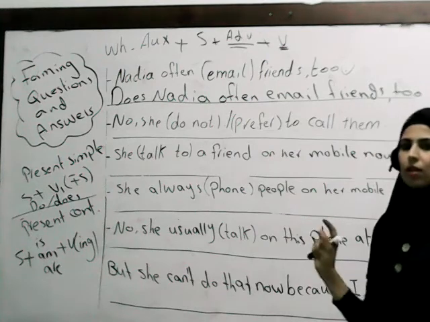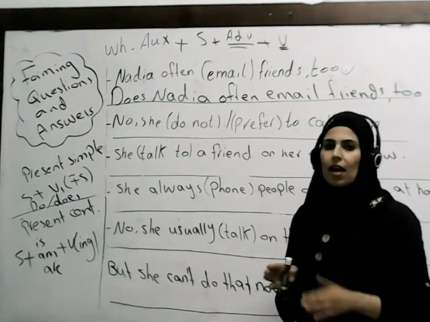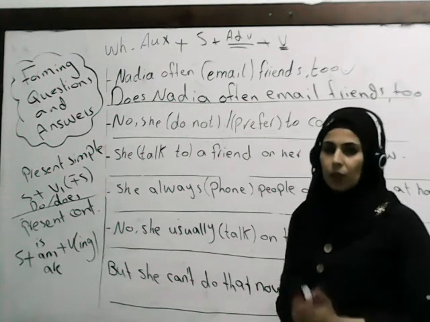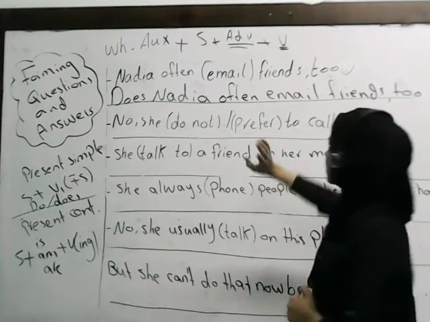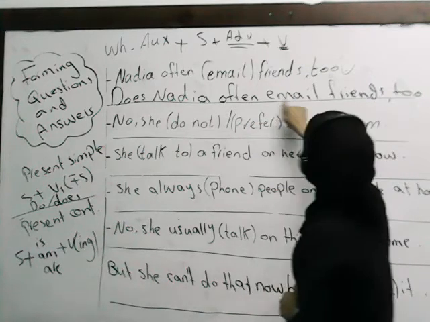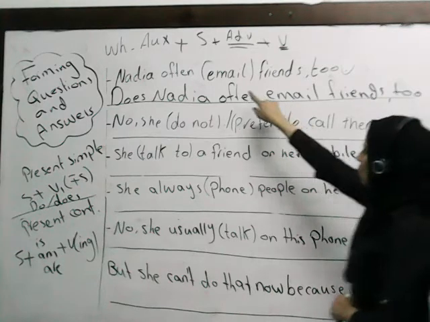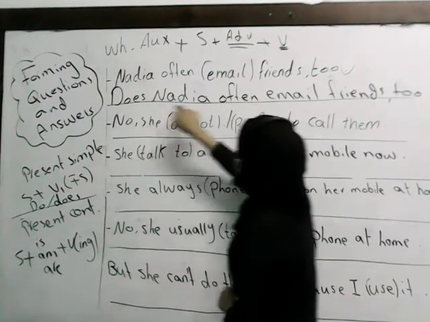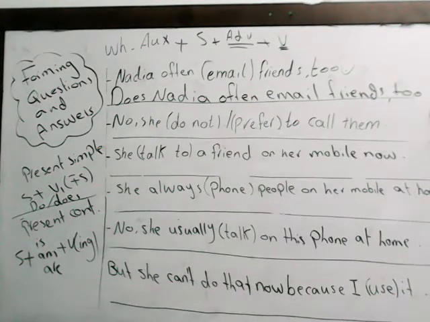You know that adverbs of frequency have a fixed place. You can't change its place. And then add the main verb itself, which is email in your sentence. So, does Nadia often email? And the rest of your question, friends too. And don't forget to add the question mark and to start with a capital letter.